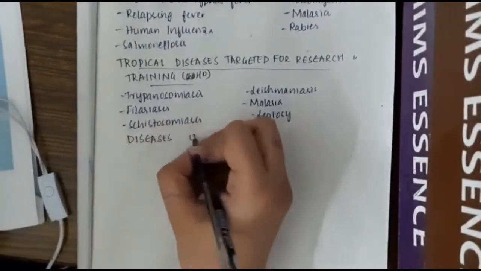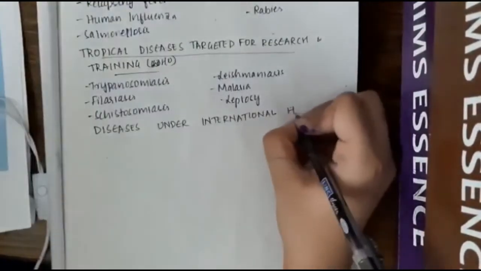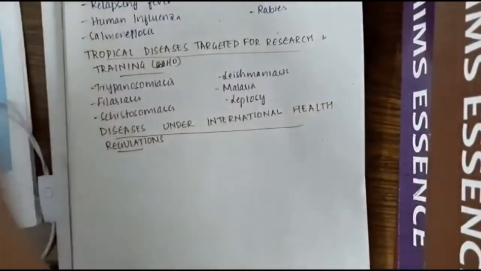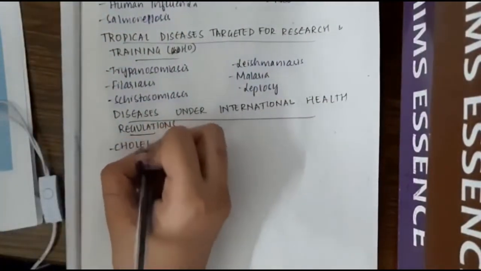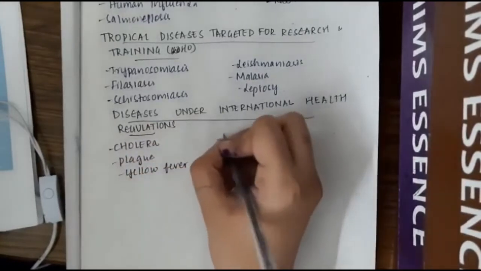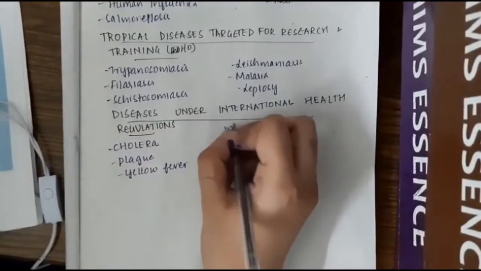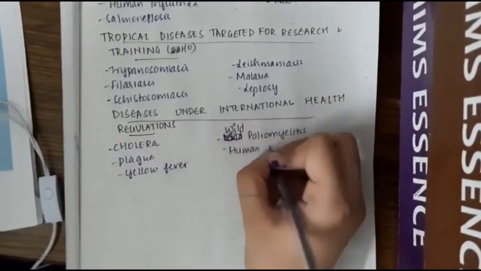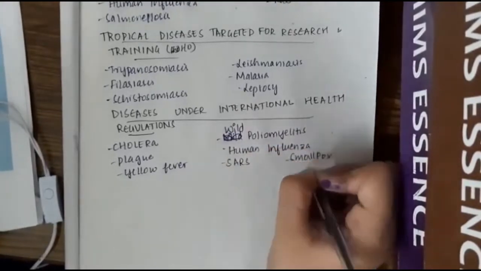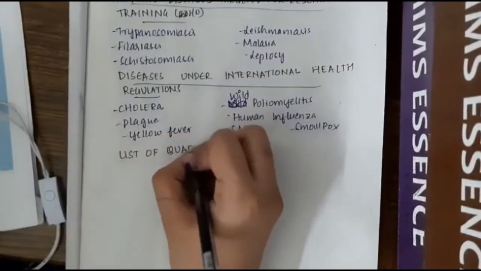Then diseases under international health regulations. Diseases under international health regulations include cholera, plague, yellow fever, wild poliomyelitis, human influenza virus, SARS and smallpox. These are the diseases under international health regulation.